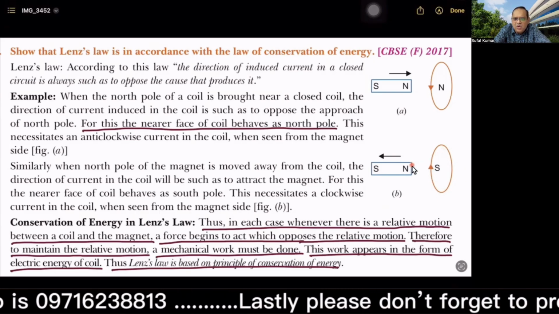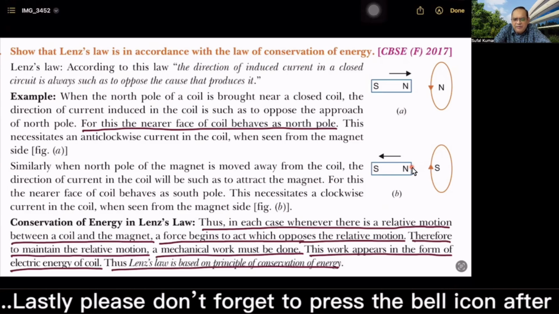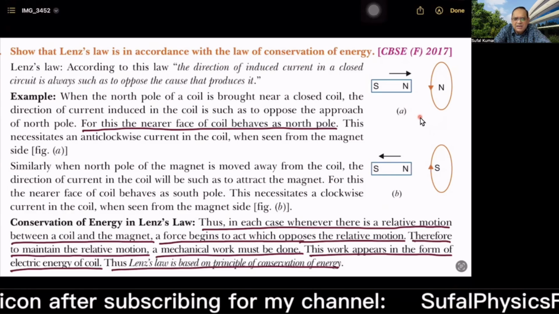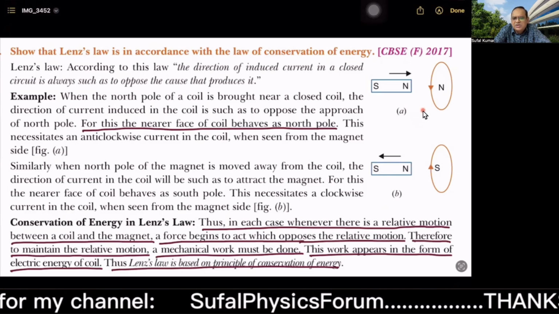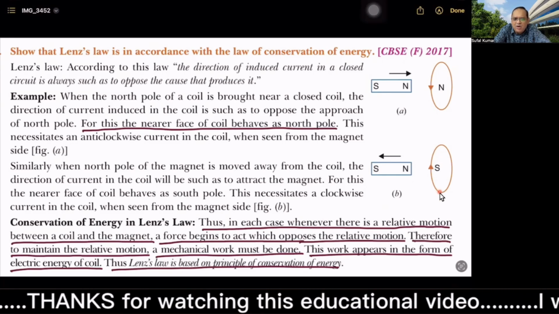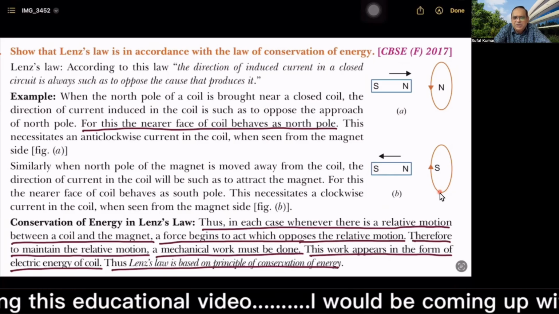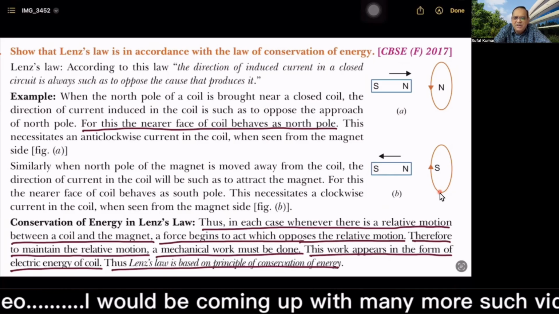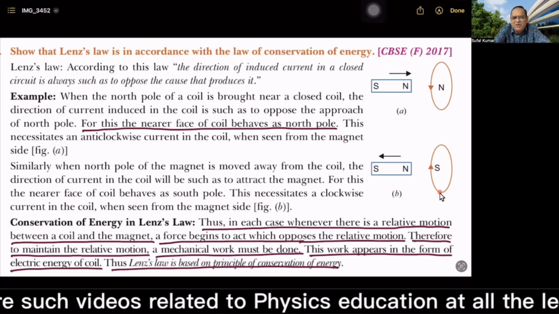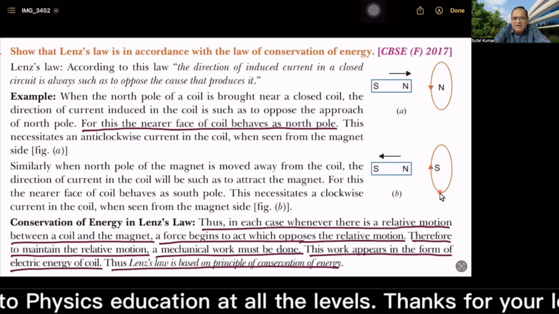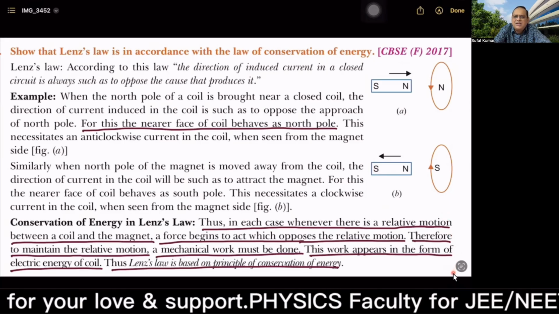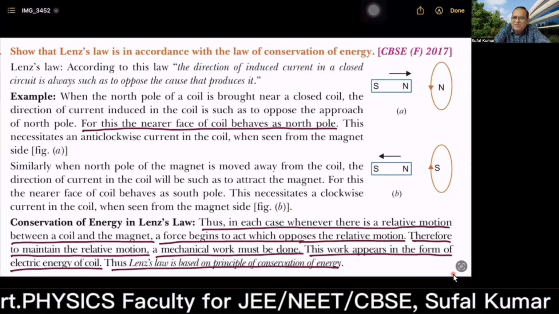So what we saw in each case is that whenever there is relative motion between the coil and the magnet, a force begins to act which opposes the relative motion. Therefore, for maintaining the relative motion, mechanical work has to be done, and this work appears in the form of electric energy in the coil. That means Lenz's law is in accordance with the principle of conservation of energy.